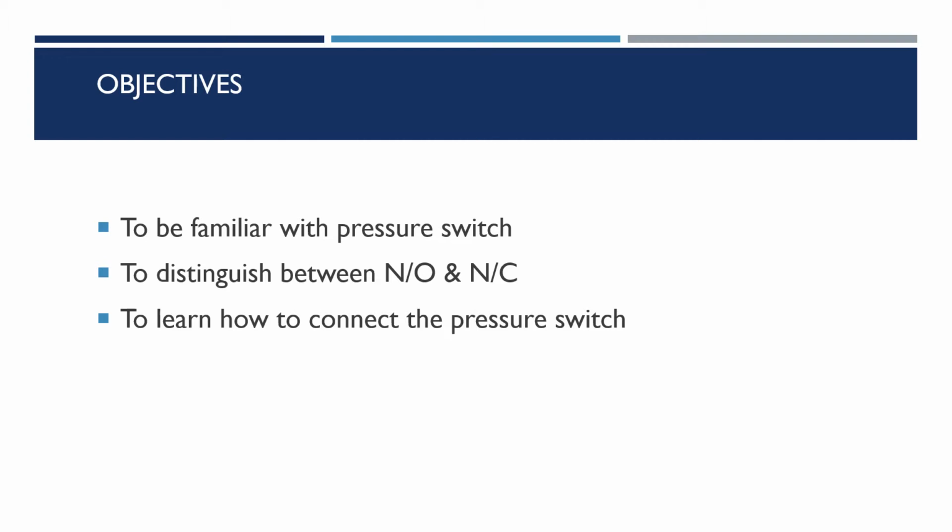Our objective for this experiment is to be familiar with the pressure switch. We're gonna define it and see how it works in principle. After that, we're gonna see the difference between normally open and normally closed and how we distinguish between them. After that, in the practical experiment, we're gonna learn how to connect the pressure switch with the Bmax and how to do the experiment for it.